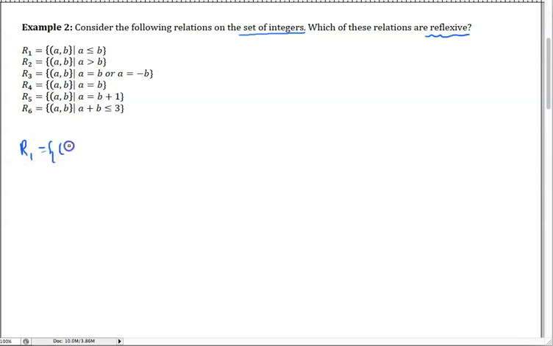R1 is made out of coordinate points (a, b) where the first element is always less than or equal to the second element. We need to figure out if it contains all the coordinate points that take the form (a, a), where the first and the second element are the same. My relation says that a is less than or equal to b, so these points would be included in the relation because a is less than or equal to a. So this would be reflexive. This is a yes.